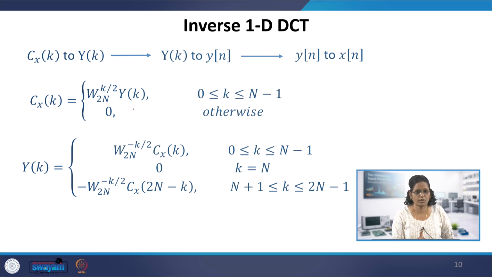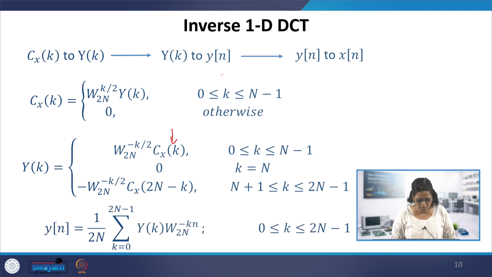As y of k is always 2N points, we multiply the C_x coefficient by the twiddle factor W_2N^(-k/2) for k from 0 to N minus 1. At the midpoint, the k value N, the coefficient is 0, and then it repeats as a mirror image, as we did in the time domain: C_x(2N minus k) times W_2N^(-k/2). So by knowing only this, we get the mirror image 2N minus k with the coefficient signs plus and minus, and we form the y of k of 2N points again: 0 to N minus 1, N, and then N plus 1 to 2N minus 1. From this, the inverse DFT should be applied to get y of n, and you get 2N points in the inverse DFT.